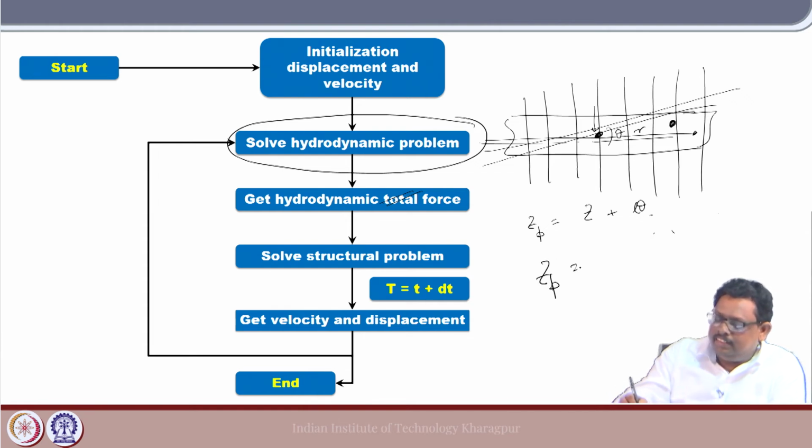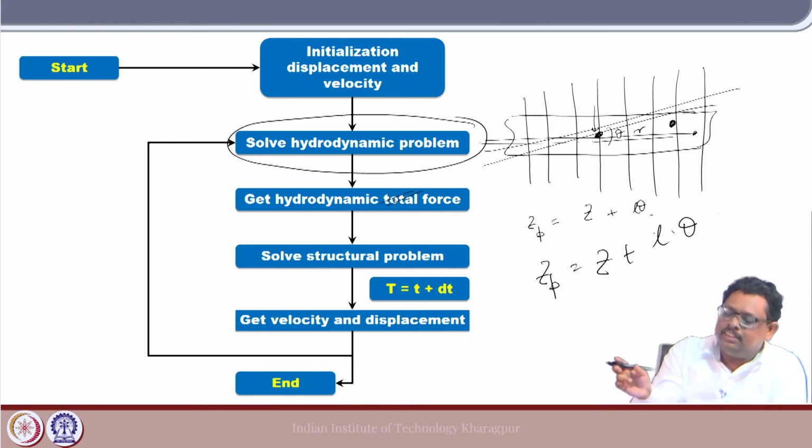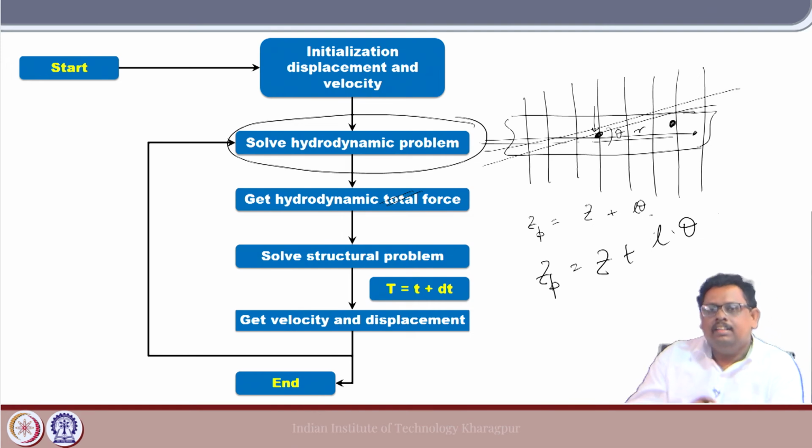So, let me write in a bigger way so you just get it, something like this. This L is the distance from the CG to that particular point. So, you can get the displacement of any point. This is fine when we consider the rigid body.